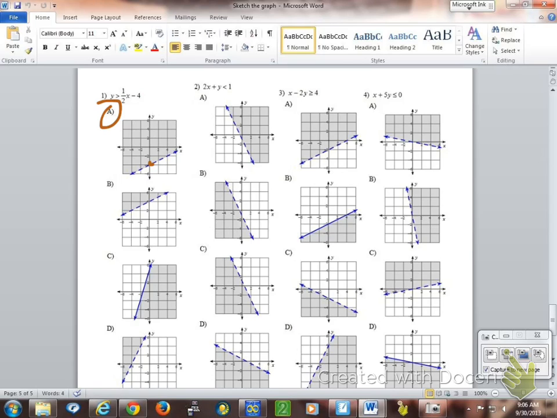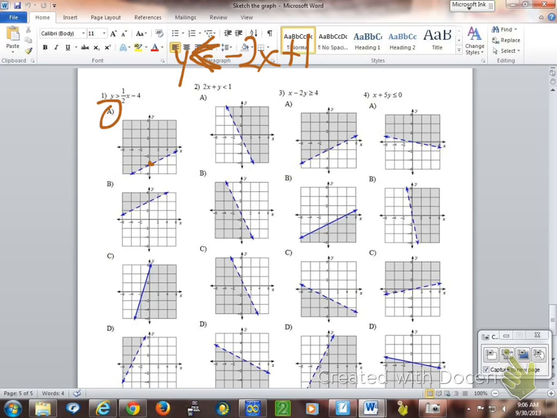Number 2. Solving for y. Subtract the 2x. -2. Oh, that's not greater, I mean equals. It's less than. Y is less than -2x plus 1. Okay. Which one of these is a y-intercept of -1? That one, see? C and D have an intercept of positive 1. I said -1. That was my mistake.